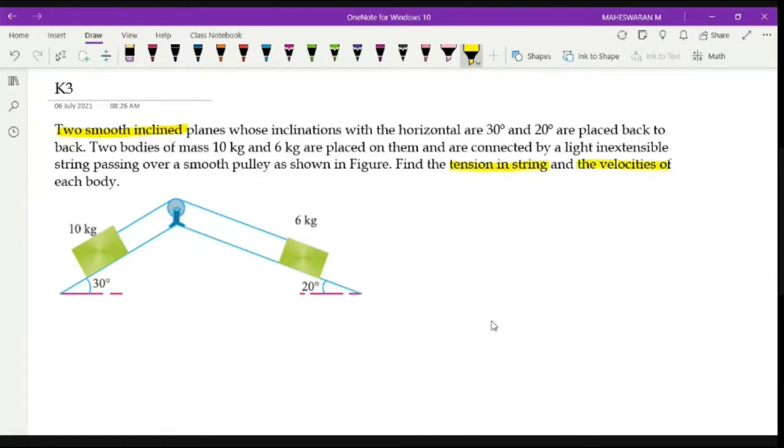Again, you can solve this in three different methods, right? As we discussed earlier, we can go for D'Alembert's principle, we can go for work energy method, and also impulse momentum method, right? So all the three methods you can solve this problem. But the movement is the problem here, right?